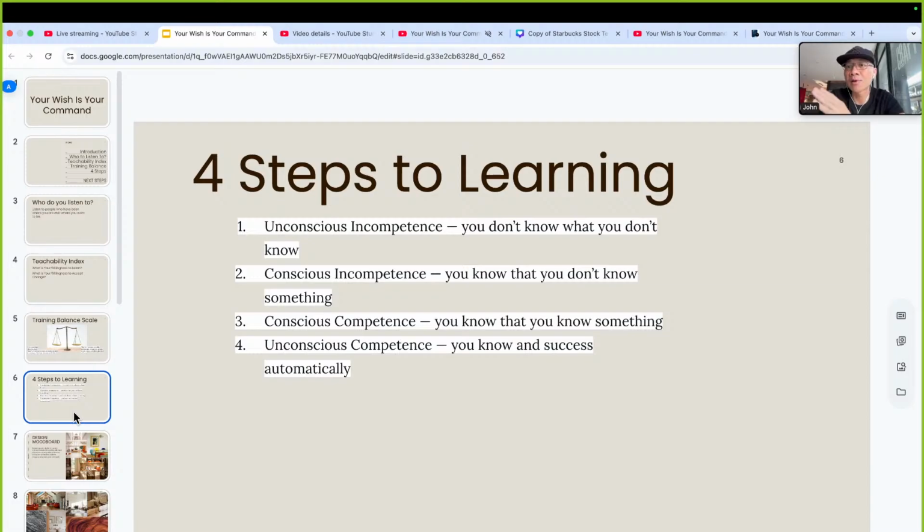Next, we're going to talk about the 4 steps to learning. Okay, the first step is unconscious incompetence. You don't know what you don't know.